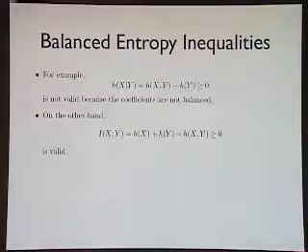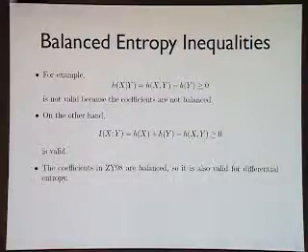On the other hand, this inequality, saying that the mutual information between X and Y is nonnegative, is a true statement, because if you expand it in terms of the joint entropies, you have H(X) plus H(Y) minus H(XY). You count the number of occurrences of X, which is equal to 0. You count the number of occurrences of Y, which is also equal to 0. So it is a balanced inequality, and therefore it holds. And it turns out that the coefficients in this non-Shannon-type inequality, Zhang-Yeung 98, are balanced. So it is also valid for differential entropy.